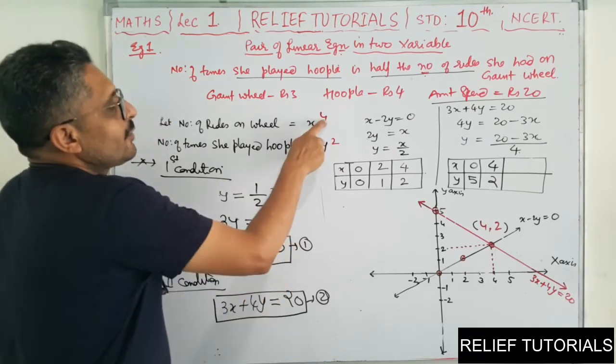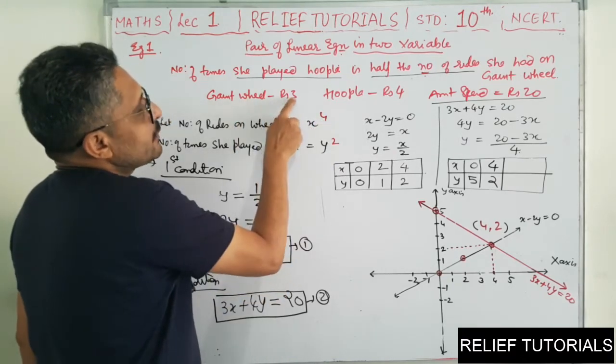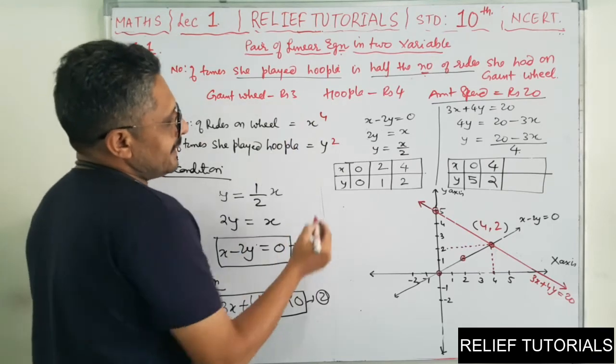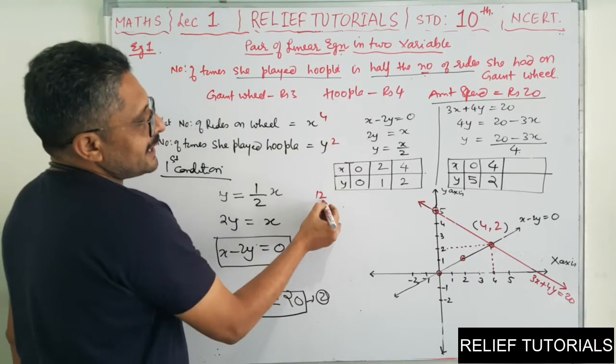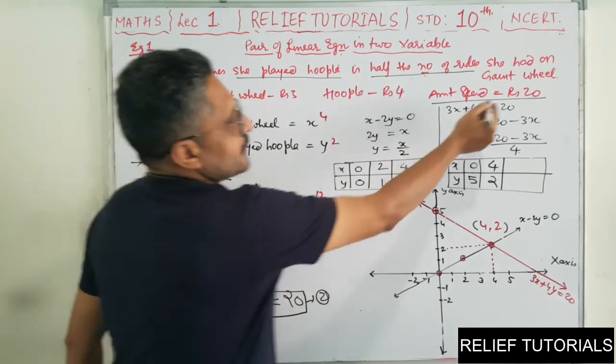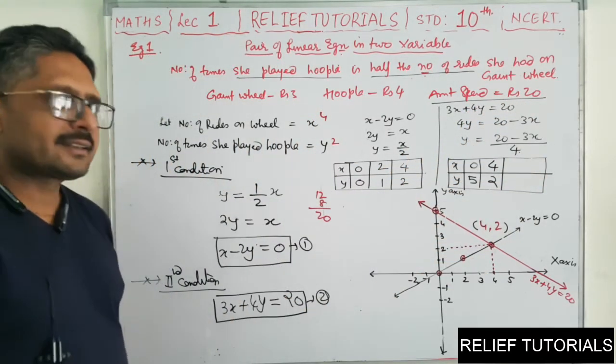The 4 rides on the wheel, and for the wheel it is 3 rupees. So 4 3s are 12 rupees, you will get 12 here. And 4 rupees is for hoopla. So 2 games, 4 2s are 8. So 12 plus 8, 20. So the total amount spent is 20. That is our solution.